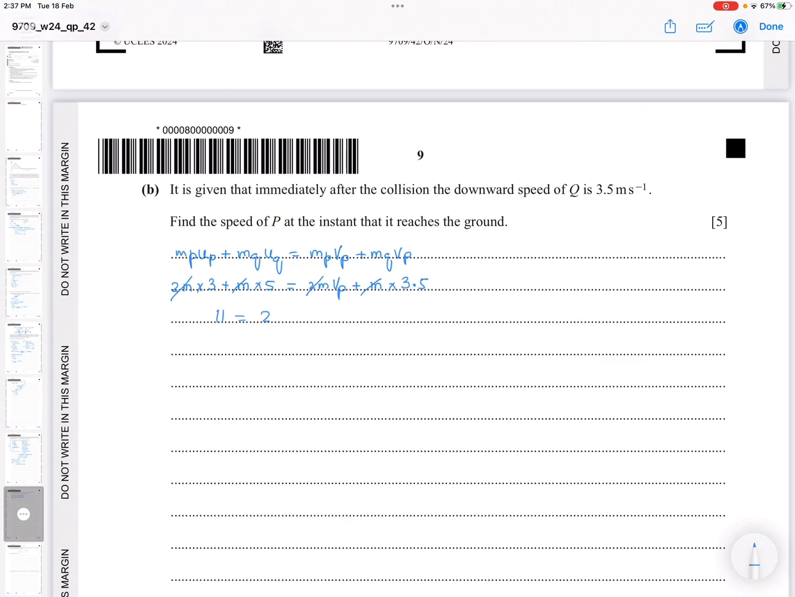equal to 2 Vp plus 3.5. So from here Vp equals 3.75. This is the speed of P after collision with Q.